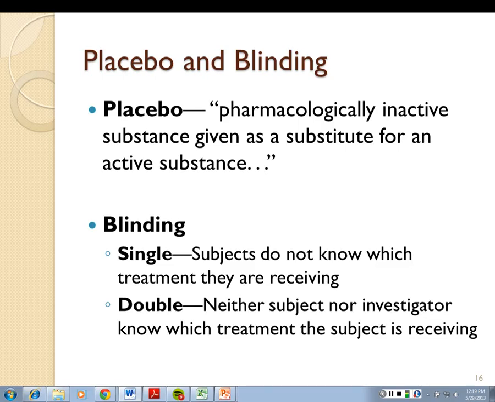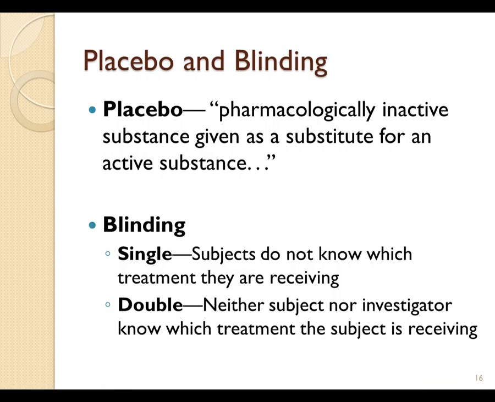In a single blind study, the subject does not know which treatment group they are in. However, the investigator is aware of the treatment group. In a double-blind study, neither the subject nor the investigator is aware of which treatment the subject is receiving. Blinding helps avoid bias in the ascertainment of the outcomes, while placebo allows the study to be blind.